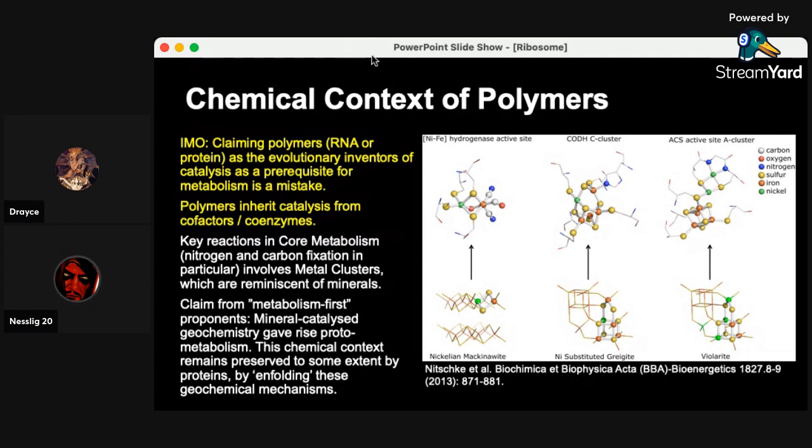For example, this has been noted by the metabolism-first proponents. They note that key reactions in core metabolism involve proteins that mediate these reactions and involve metal clusters, which are reminiscent of minerals. And so the claim of metabolism-first proponents is that mineral-catalyzed geochemistry gave rise to protometabolism, and this chemical context remains preserved to some extent in proteins by unfolding these geochemical mechanisms.